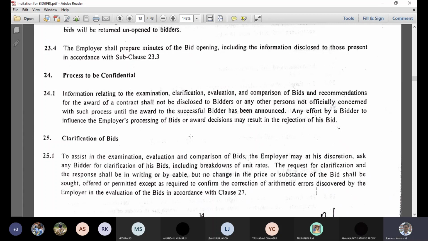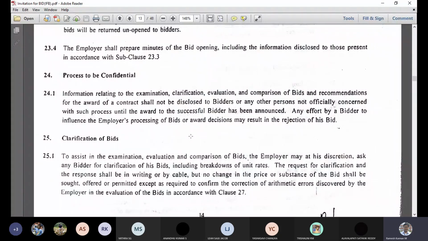And also we should select evaluators in such a way that they do not belong to any of the companies submitting the bid, so that's very important, right? Bidders should not influence the employer processing a bid either. For example, once they submit the bid, the bidders talk to the employers directly about the process. Then that's also considered to be an immoral activity, right? And the award decision may result in the rejection of their bid.